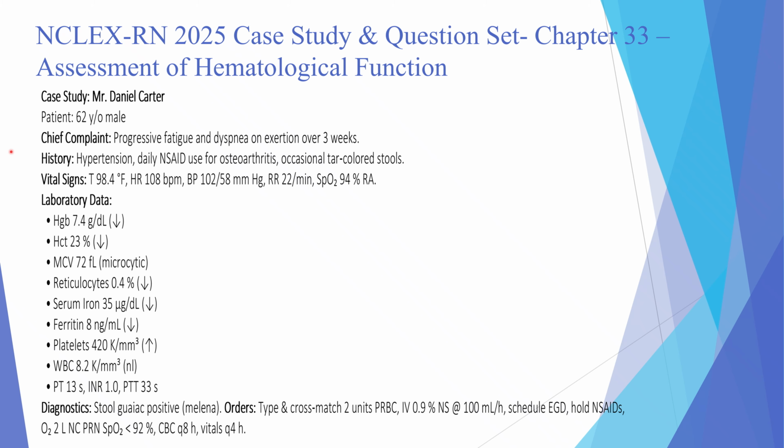I made up this patient, a 62-year-old man. Chief complaint is progressive fatigue, dyspnea on exertion over 3 weeks. History is hypertension, daily NSAID use for osteoarthritis, occasional dark colored stools. So this might mean that it's a little bit of blood.